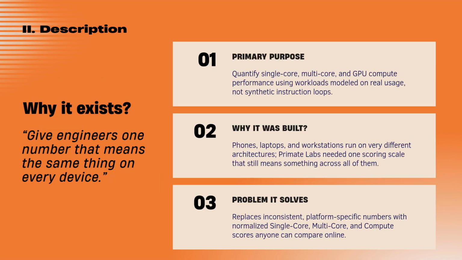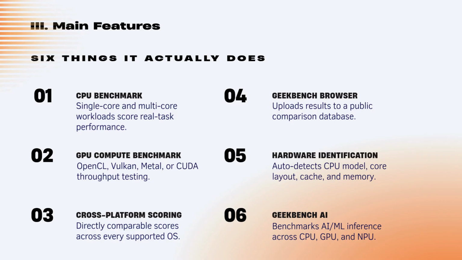The primary purpose of Geekbench is to evaluate single-core, multi-core, and GPU compute performance. It was developed because phones, laptops, and desktop computers have different hardware architectures, making direct comparison difficult. Geekbench solved this problem by providing one standardized scoring system that can be used across all supported platforms. This makes performance comparison much easier for engineers, students, and others. Now, let's look at its main features.